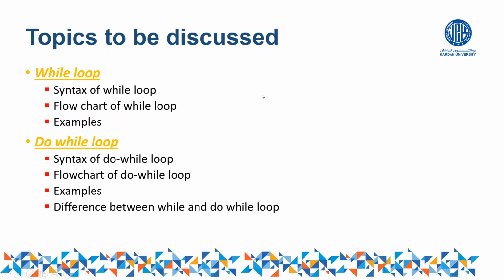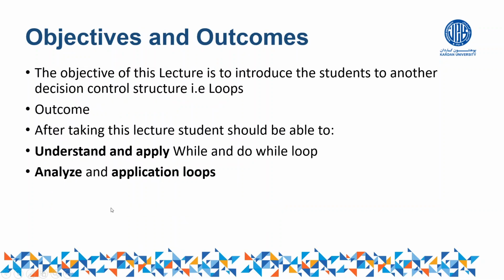So basically these are the topics. First of all, we are going to talk about the while loop. Then we will discuss the syntax of the while loop. We will also talk about the flowchart of the while loop, and then examples. After that, the do while loop, syntax of the do while loop, flowcharts of the do while loop, examples, and the difference between while and do while loop.